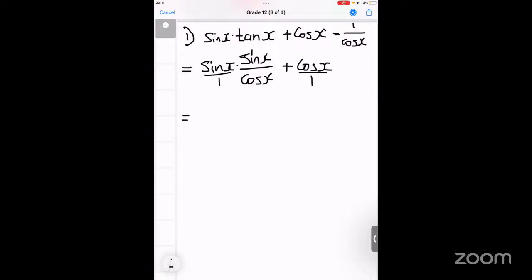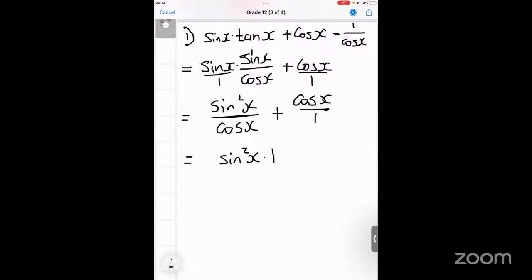Okay, so sir, then it's going to be sine squared x over cos x plus cos x over 1. Yes. Okay, next step. Then we have to find an LCD, which is cos x. So what am I writing? Oh, you're writing sine squared x times 1.